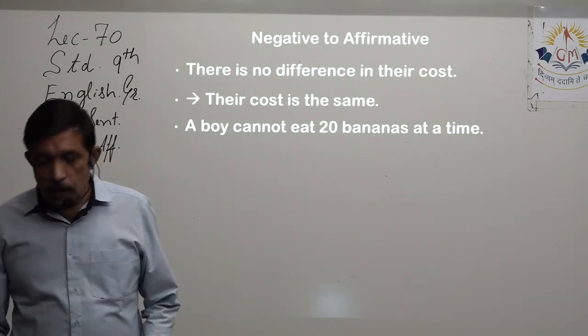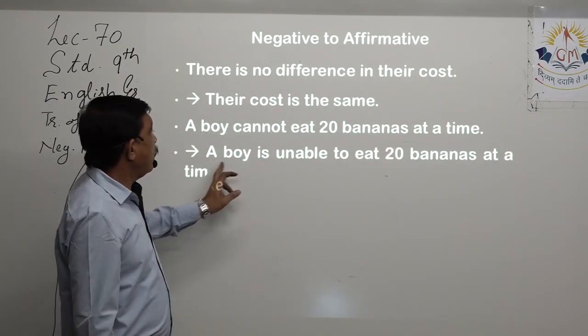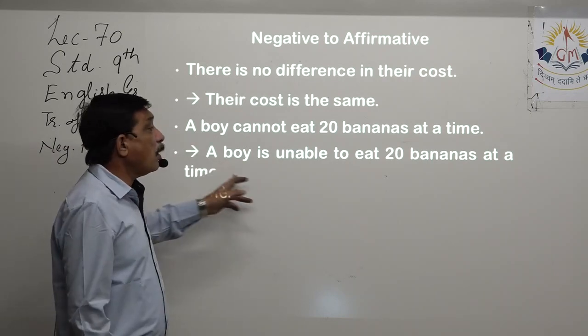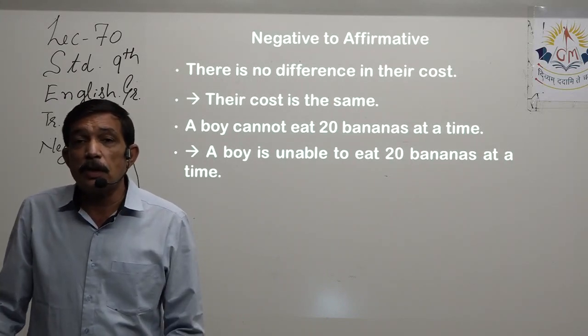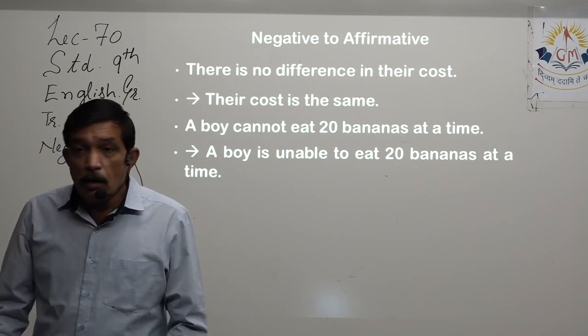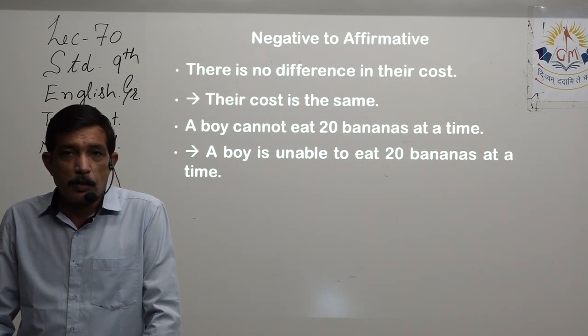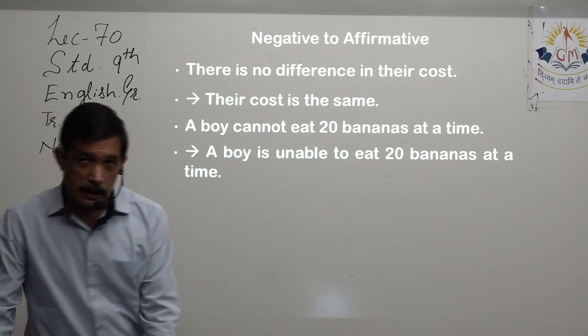Yes, don't think too much. A boy is unable, a boy, any boy, right? So a boy is unable to eat, cannot eat, unable to eat 20 bananas at a time. It means 20 bananas one by one. He cannot eat that much, right? A boy is unable to eat 20 bananas at a time.